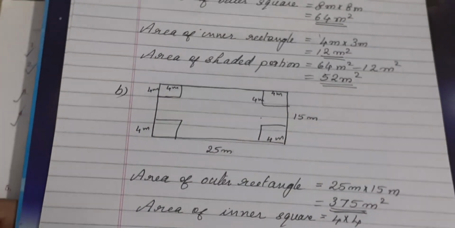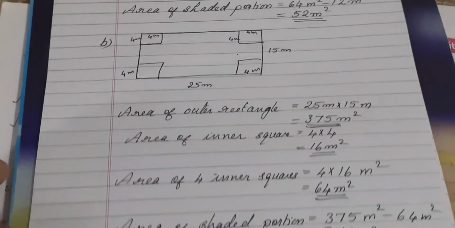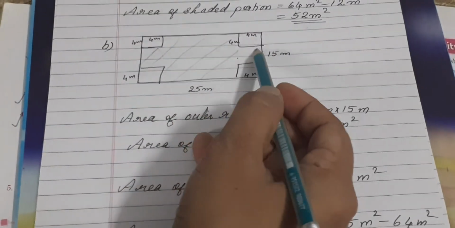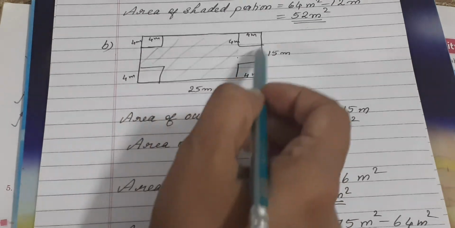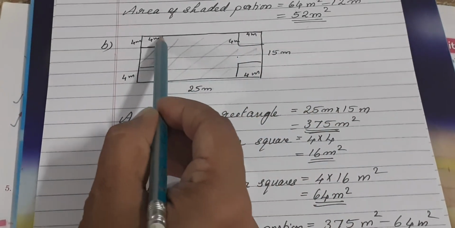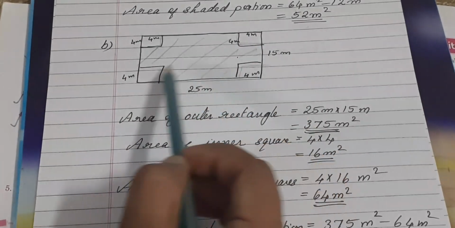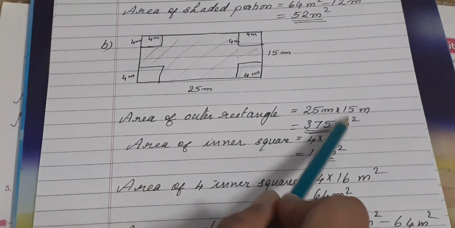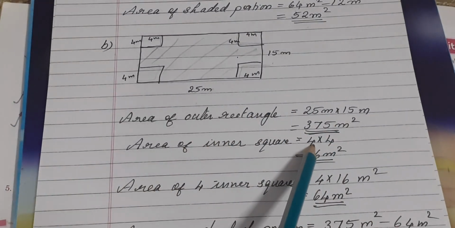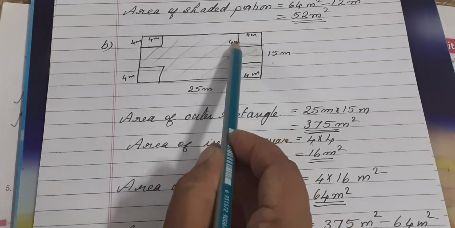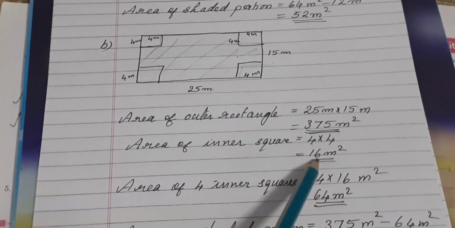Now the next figure you can see like this. Okay, now here this is the shaded portion. So you have to find out the area of this shaded portion, means from the outer rectangle's area you have to subtract these 4 squares' area, isn't it? So the area of the outer rectangle is 25 by 15, which is given. So 25 into 15, you will get 375 meter square. Then the area of the inner square, each side 4 meter is given. So 4 into 4, 16 meter square.